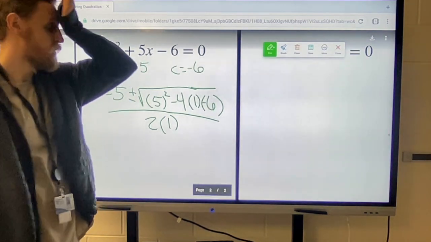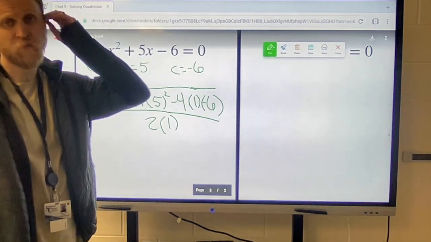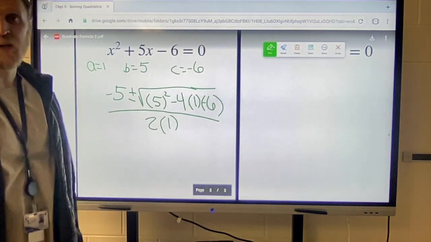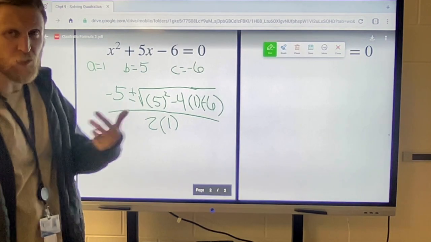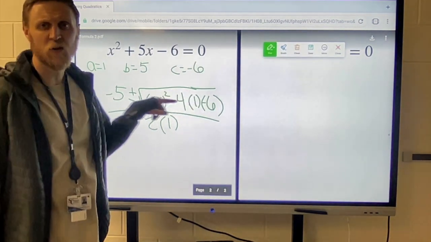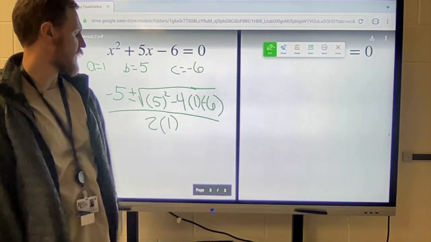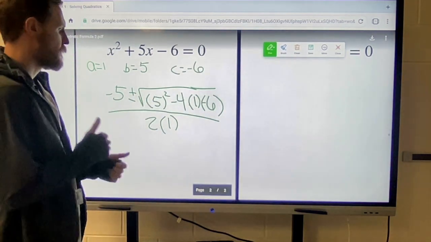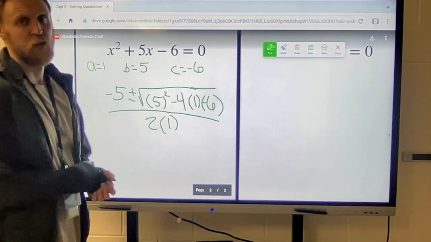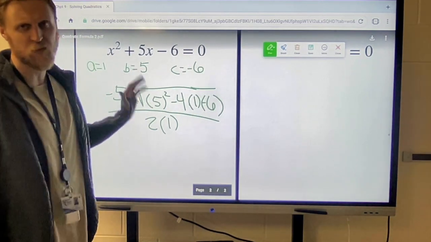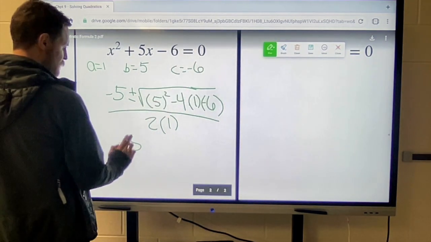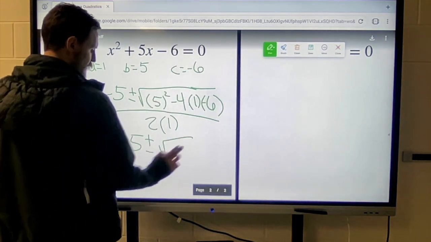Now, the way that I would recommend that you move on from here, because we really just need to simplify all of this junk, is to start with what's called the discriminant. It's the stuff that's underneath the square root. I would just start with that. Type all of that into your calculator. What's 5 squared minus 4 times 1 times negative 6? Enter. So don't even worry about the square root part right now. Just type all of that in. The rest of it will stay the same. The square root.